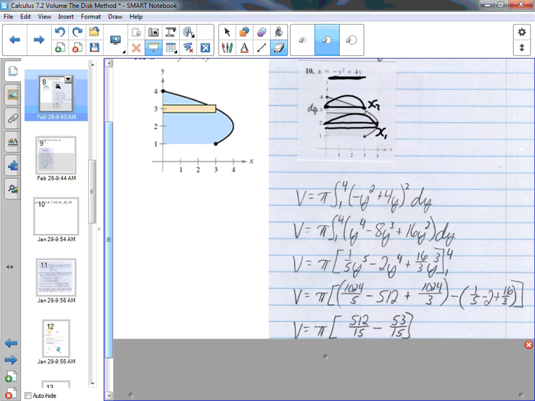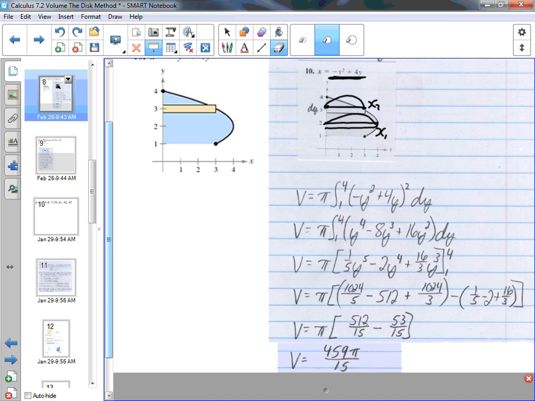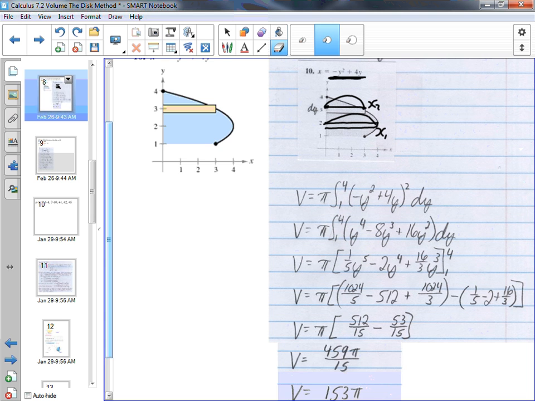Now, don't forget about pi still being in front, and don't forget that this is a volume. So 512 minus 53 is 459. So I can write the volume as 459 pi over 15. But if 459 over 15 simplifies, I want to simplify it. I'm not the AP test. I want to simplify it. And what is 459 over 15? 153 over 5.